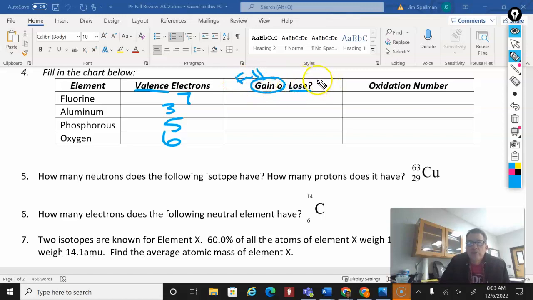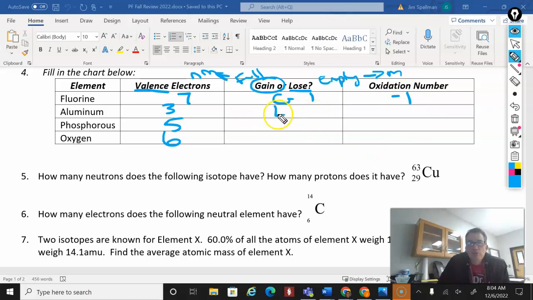Things tend to lose electrons if they're almost empty. This tends to mean nonmetals do this because they're on the right-hand side. Metals tend to do this because they're on the left-hand side. So fluorine wants to gain electrons. It wants to gain 1, which means its oxidation number, which means its charge, is going to be -1.